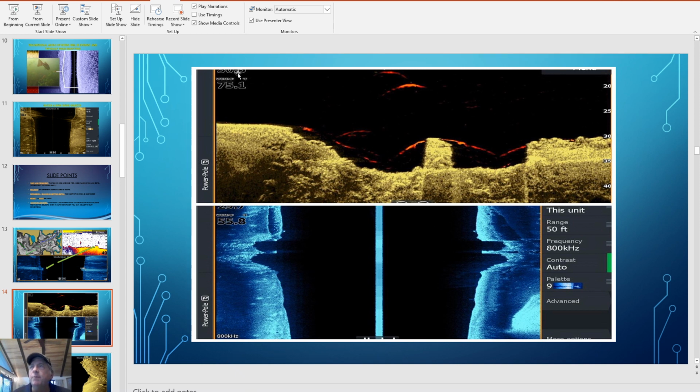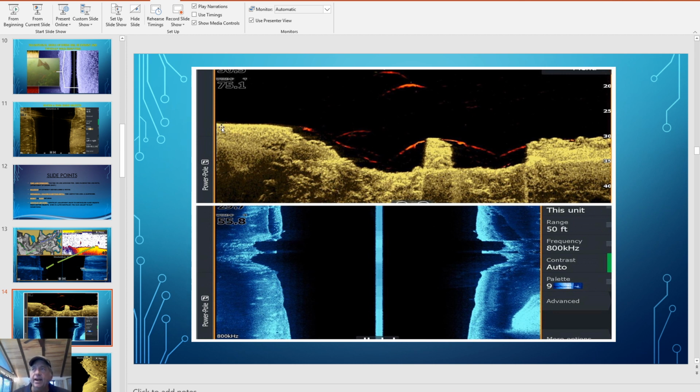You can see, actually, I cut it off a little bit up here, but I was only in about 30 feet of water right here. So I've got my range set to not quite twice that, but I was really trying to get as much detail as I could on this structure.